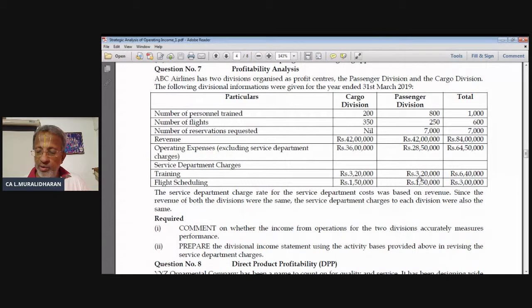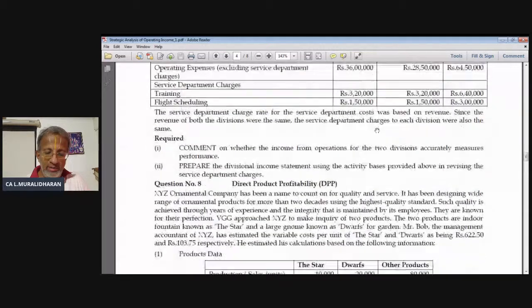Then flight scheduling should be based on the number of flights handled in each of these cases, 350 and 250, and that's the way 3 lakhs will get distributed. As far as reservation cost is concerned, that is all based on passengers only. Though that piece of information is not given in the problem, we are expected to take that up and work it out. Okay. So now let us take up this computation in Excel once again.